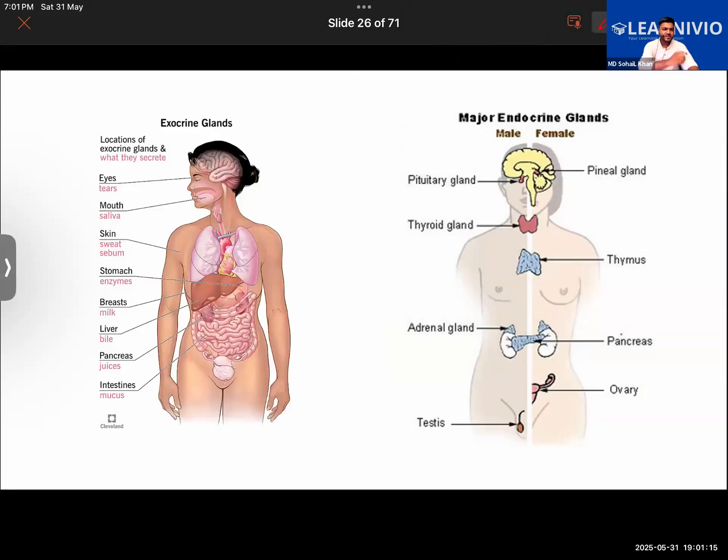The basic thing is that the different hormones secreted by the endocrine gland would be directly going into the blood. Okay, where do they go? They go into the blood. Like the adrenal gland, it secretes adrenaline, and adrenaline first goes into your blood.